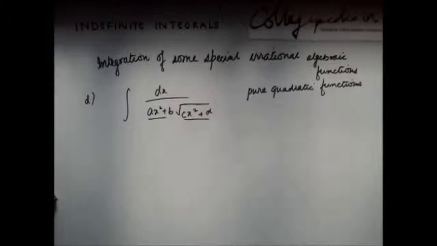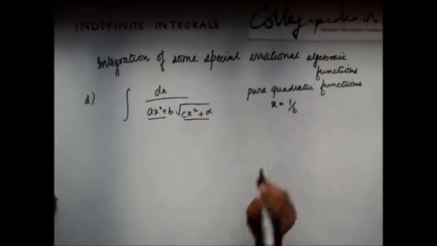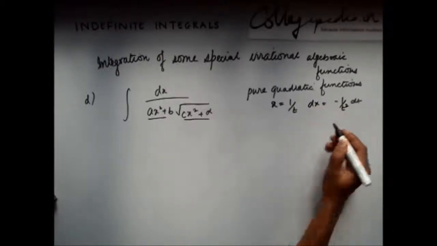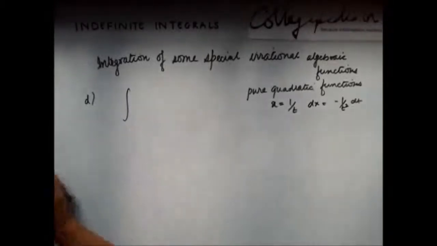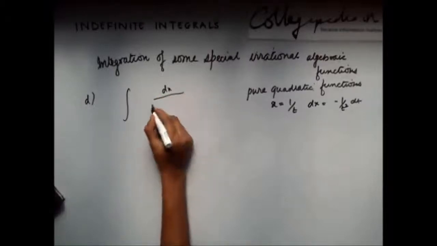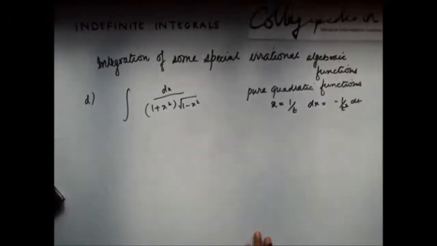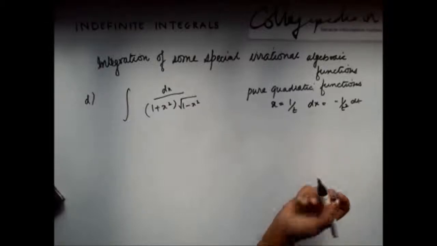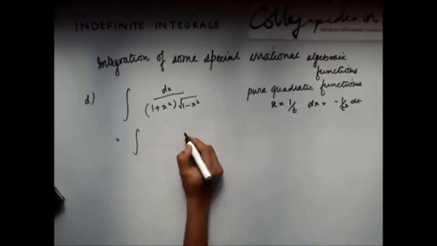So in this type of situation, you replace x with 1 by t. So your dx becomes minus 1 by t square dt. Let's take an example. Let's say you have been asked to integrate dx divided by 1 plus x root under 1 minus x square. So I'll take x as 1 by t and my dx becomes minus 1 by t square dt.